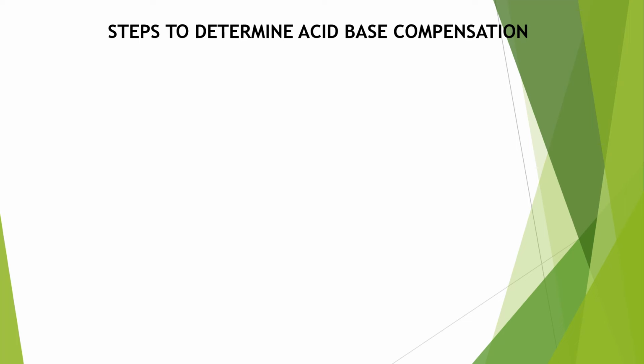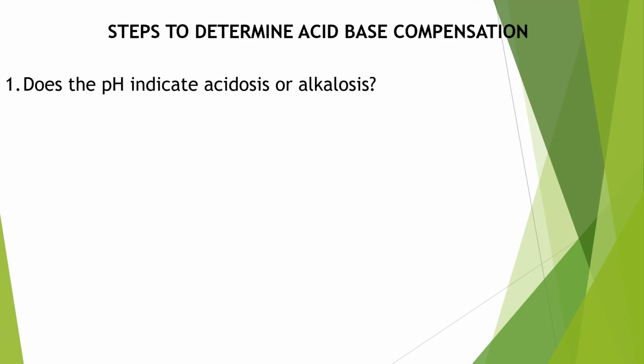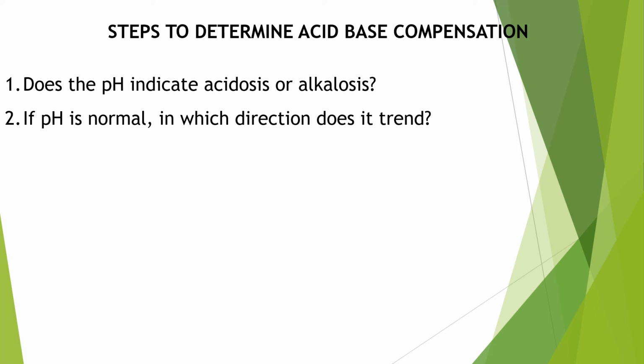How to determine the acid-base compensation? There are certain steps. First, when a question comes, or when you are seeing the ABG value, you need to check: does the pH indicate acidosis or alkalosis? Previously, the pH indicated acidosis. Second, if pH is normal, in which direction is it trending? Which point is it nearing? Is it near to 7.35 or is it near to 7.45? There you need to see. Check the pH whether it is normal or not.